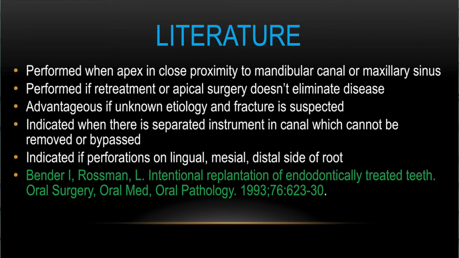This procedure is performed a lot of times if treatment or apical surgery doesn't eliminate the disease. It's advantageous if you have unknown etiology, maybe think that a fracture might be present. Again, you could always perform the root resection wherever that fracture may be. It's a situation where if it's fractured beyond repair, you would just leave it out, what the patient was going to have done anyways. It can be indicated when there's a separated instrument, which can't be removed or bypassed. And basically, at that point, it's about preserving dentin. It's preserving the strength of that root. And it can be performed if there's perforations as well in the root.